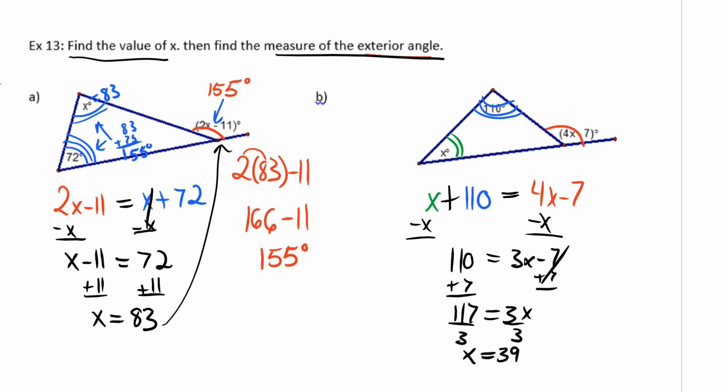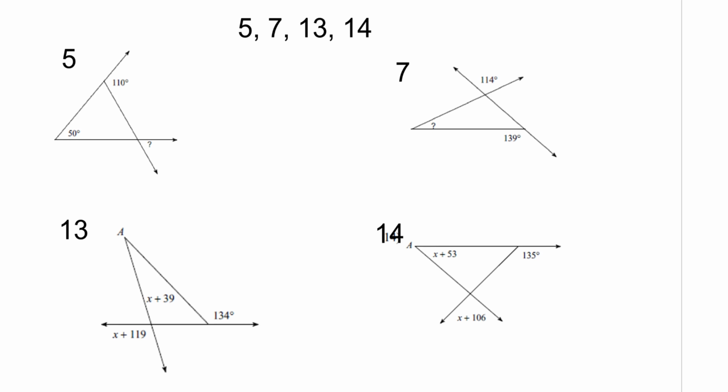I want you guys to use those examples and see if you can use this exterior angle theorem as well as some other properties we already know about triangles to check out these example problems 5 through 14. So 5 and 7 probably pretty quick to do, but 13 and 14 might take a little more work. Give those a try, pause the video, and we'll come back and look at the answers. Go ahead and pause now.